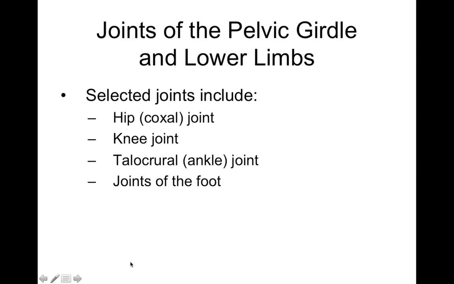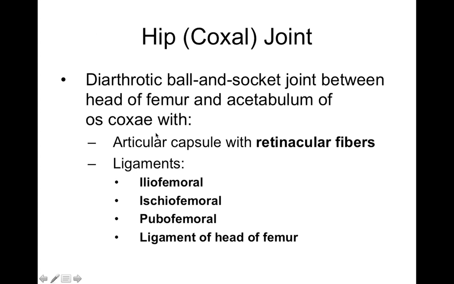I don't know. So what about some joints of the lower limb? Well, we got the hip joint, knee joint, talocrural, and joints of the foot. So the hip joint is actually very similar to the shoulder joint. It's still a ball and socket. It's supported by a lot of supporting ligaments, they're named for what they attach to, like iliofemoral, ischiopubofemoral, and the ligament of the head of the femur, also called a round ligament. This ligament of the head of the femur is actually what attaches to the fovea capitis on the head of the femur, and so it keeps that head of the femur in place.